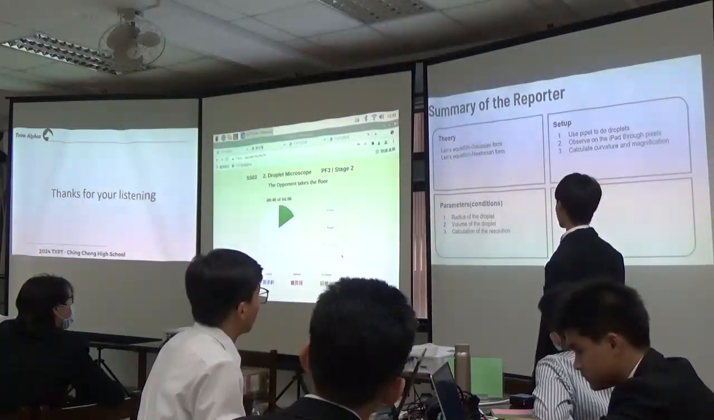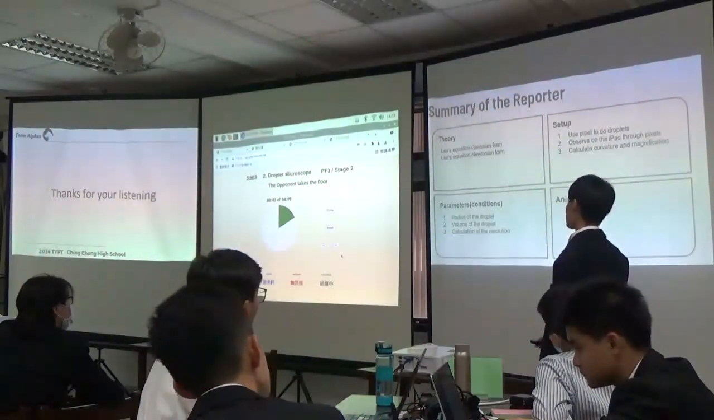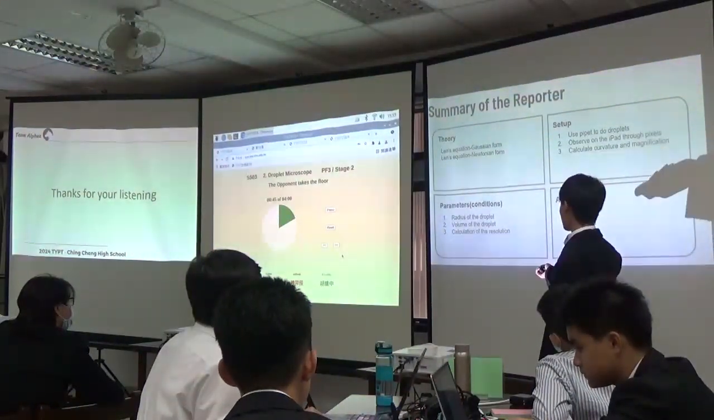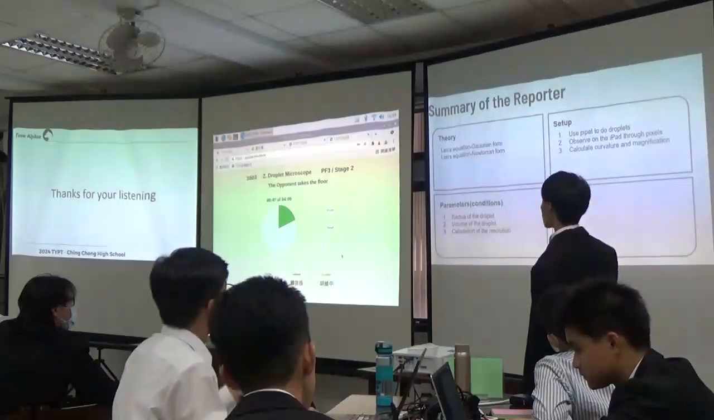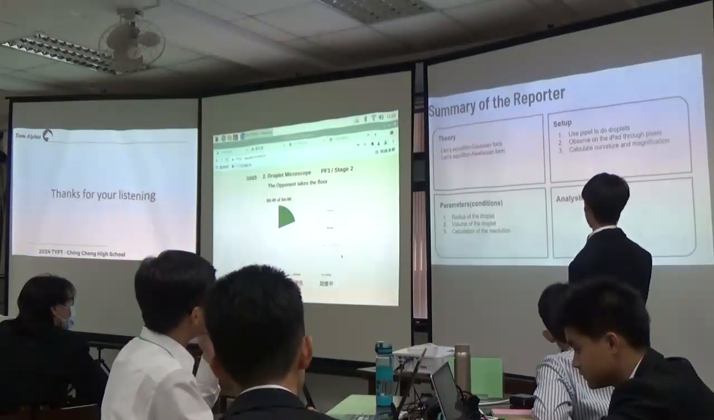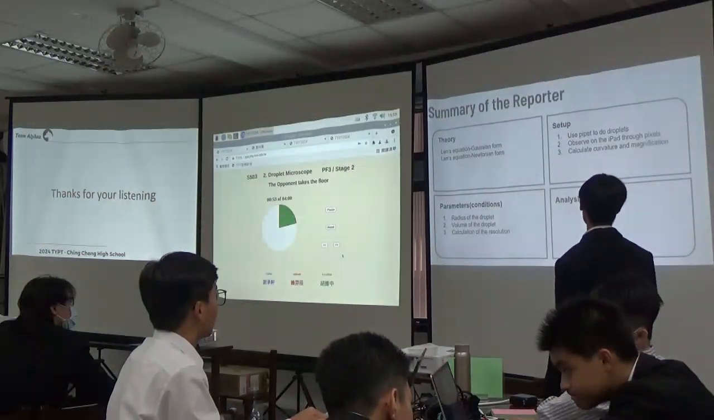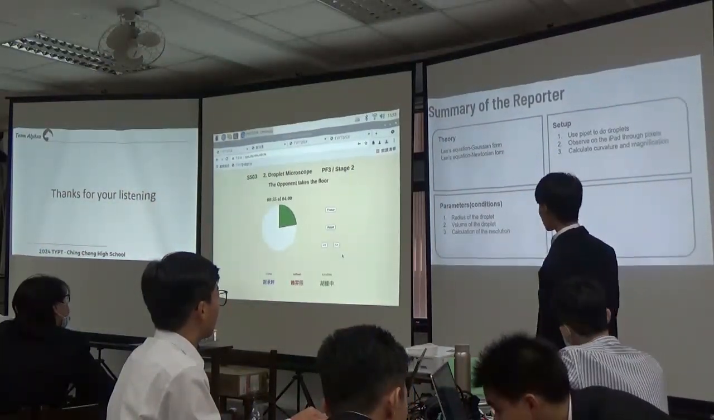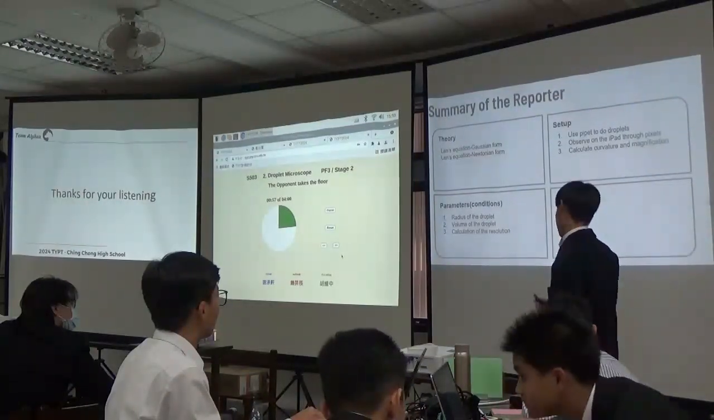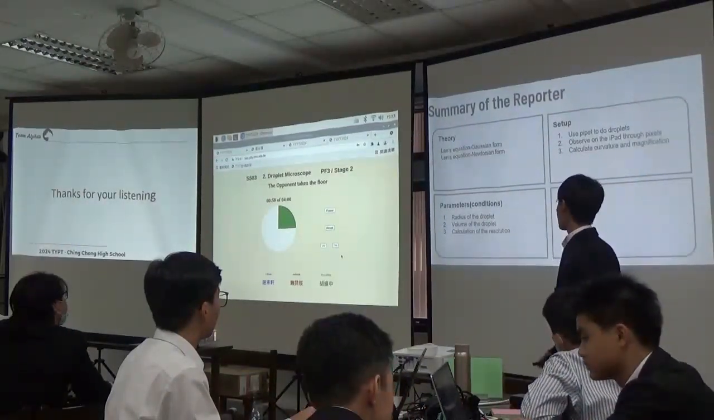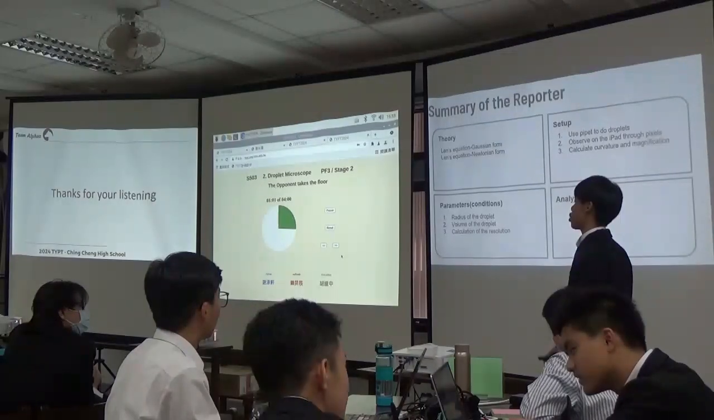And the summary of the report: in the theory, they use the lens equation in Gaussian form and the Newtonian form. For their setup, they use pipettes with the droplets and observe the pixels on the iPads and calculate curvature and magnification. For parameters, they focus on the radius of the droplets, the volume of the droplets, and calculation of the resolution.